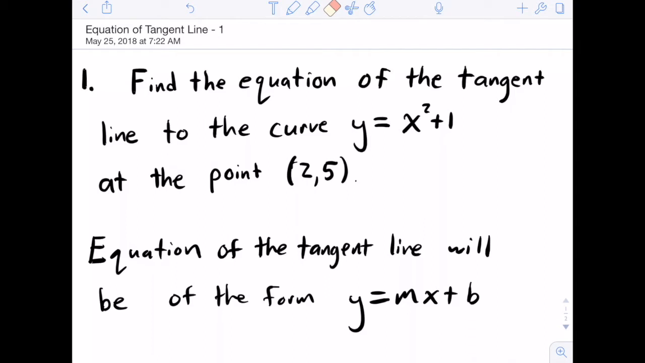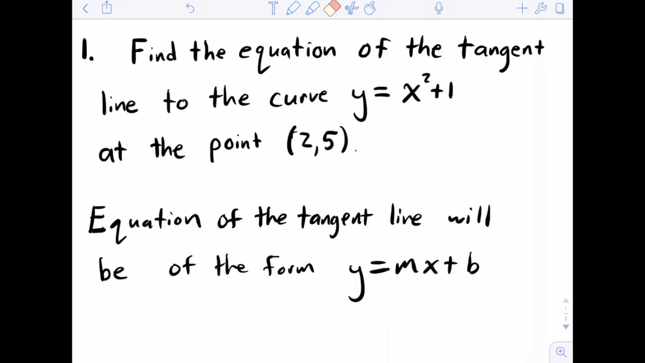For the first one, we're going to find the equation of the tangent line to the curve y equals x squared plus 1 at the point (2, 5). So we want the equation of the tangent line to be of the form y equals mx plus b.